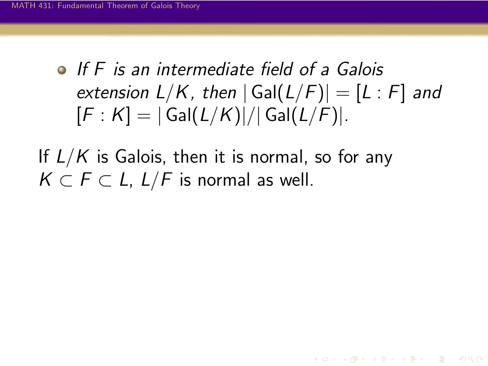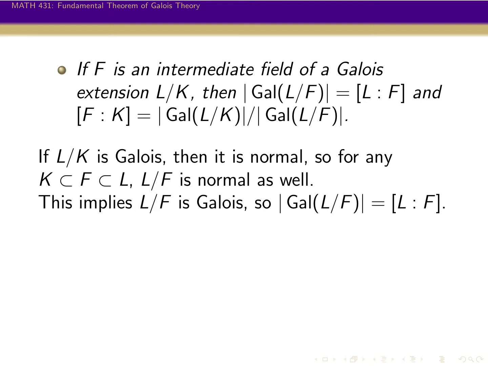Okay, so if L over K is Galois, then it is normal. And one property of normal extensions is that for any intermediate field F, L is still going to be normal over F. So we automatically get that L over F is normal as well. And if L over F is normal, that means that it's Galois. So this implies that L over F is Galois, and so this gives us the first part of the statement, that the order of the Galois group of L over F is equal to the degree of L over F.